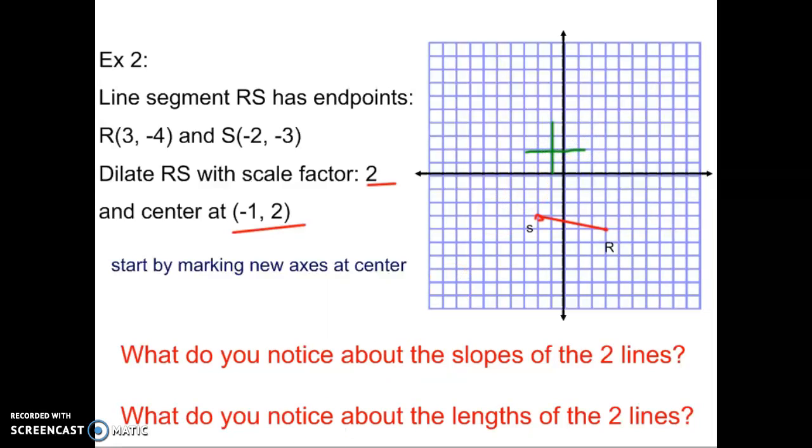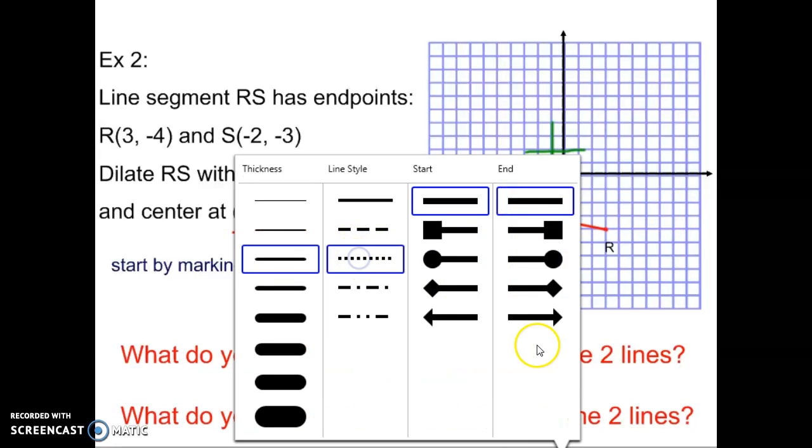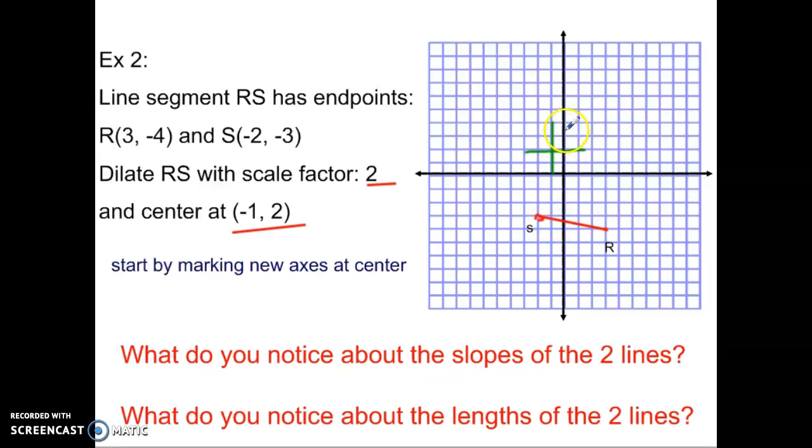So when I go to draw this and I say, okay, well, how far is S from the center? It is left 1 and then down 1, 2, 3, 4, 5. So to go twice as far, I go left 1, down 5, and I go left 1, down 1, 2, 3, 4, 5. That's going to be my new S prime.